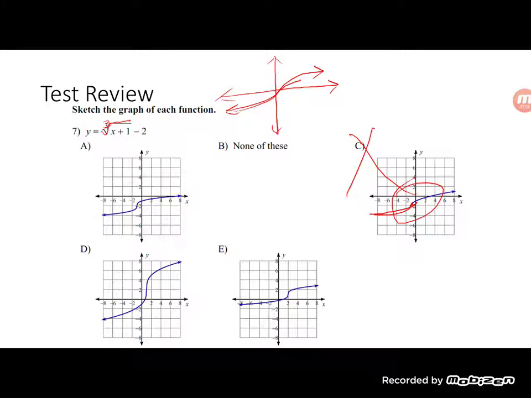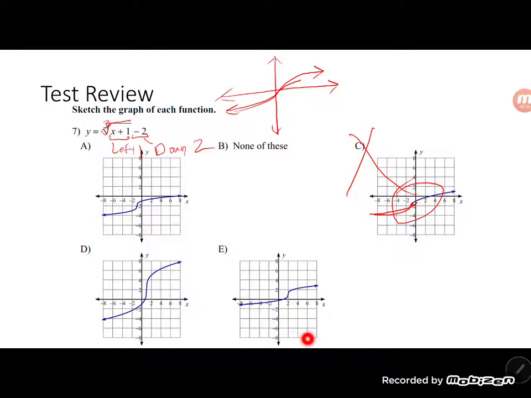All right, so now so far we have 3 other contenders. They could be correct. We don't quite know. And we can also look at this and we can remember our translation rules, or the rules that move these equations around. So I have +1 and I have -2. Notice +1 is on the inside, so that would be going left 1. And -2 is on the outside, so this would be going down 2.